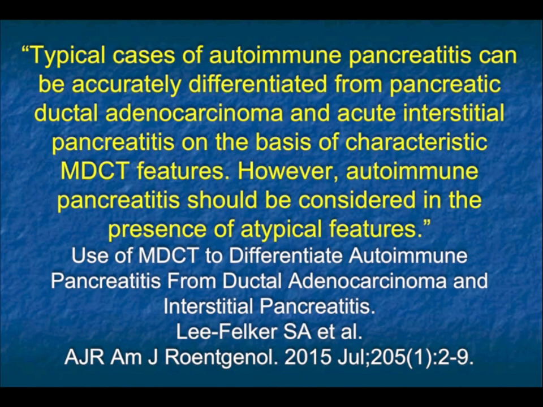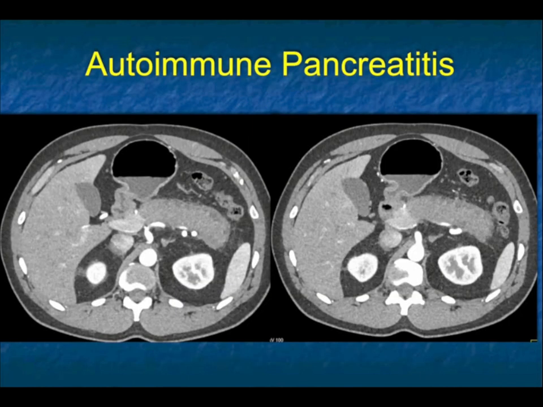Typical cases of autoimmune pancreatitis can be accurately differentiated from pancreatic adenocarcinoma and acute interstitial pancreatitis on the basis of characteristic CT findings. However, autoimmune pancreatitis should be considered in the presence of atypical features. And one of the challenges is, we see this all the time, patients still go to surgery for autoimmune pancreatitis. Again, you need to consider it. Often the surgeons do not. Invariably, the patient had endoscopy, and the endoscopist is sure it's tumor, but the biopsy wasn't positive.